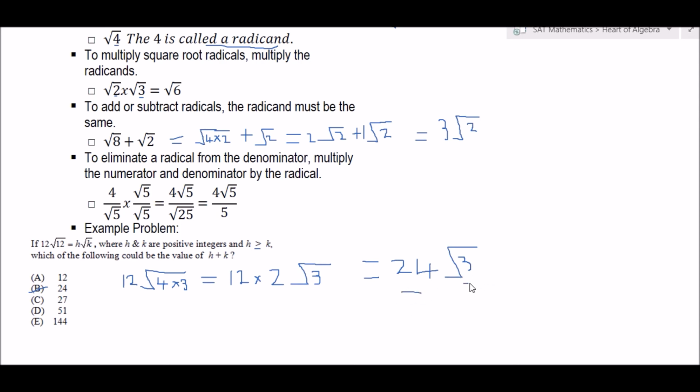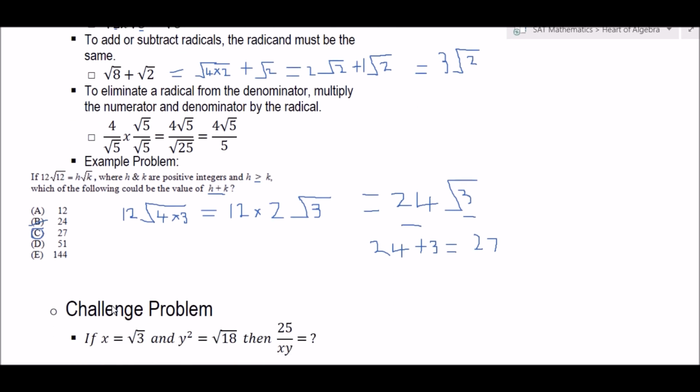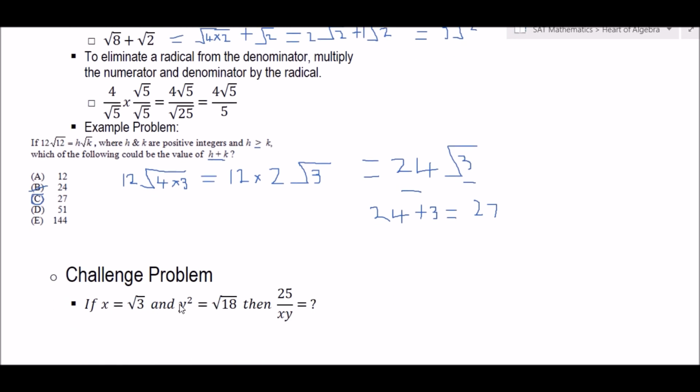So the question is asking what is h plus k, so that's 24 plus 3. That gives us 27. And 27 would be our correct answer. Alright, now let's get to our challenge problem. So here it says if x is equal to the square root of 3 and y squared is equal to the square root of 18, then 25 over xy is equal to what?